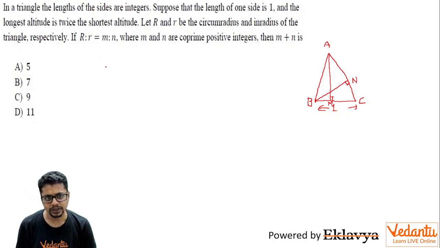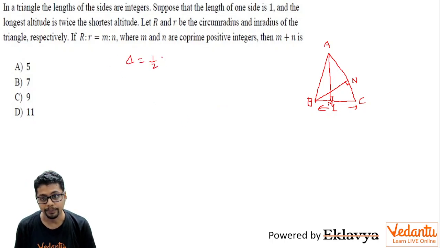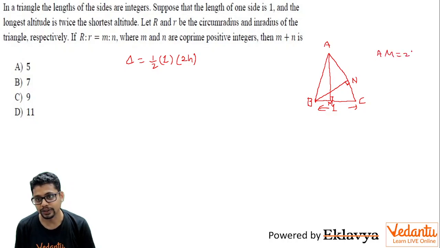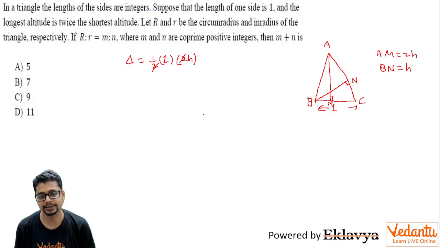When it comes to altitudes and side lengths, a way to relate them, or a concept that we generally try to use to manipulate, is area. Area is half into base, which is 1, into height, which let's say is 2h. So here we can say AM is 2h, BN is h. That means AC is the longest side, if BN is the shortest altitude. So here you have delta is same as h.